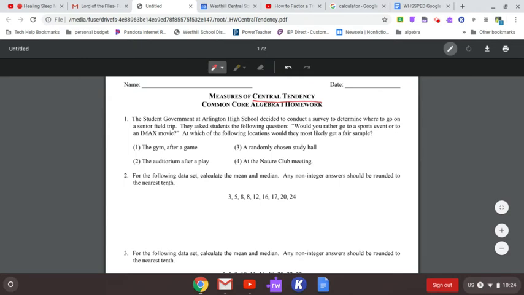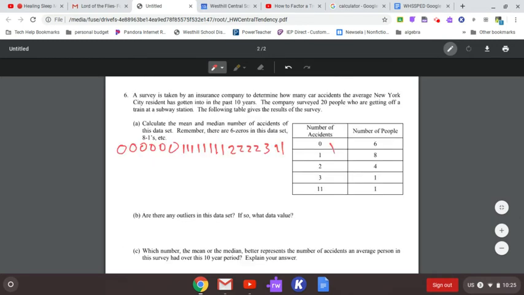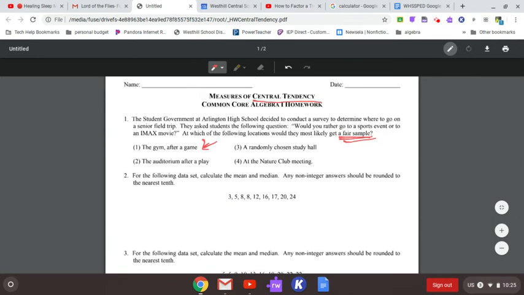As we go through, if we look at number one, it's talking about a fair sample. Whenever we're collecting data, we want to make sure it's from a random selection of people. In this event, they're talking about going to a sports event or IMAX movie. If you're talking to people at a gym, they might be more biased. That's the other word they'll use: bias. At a gym, they might be more of the athlete type person, and more biased toward going to a sports event versus an IMAX movie.